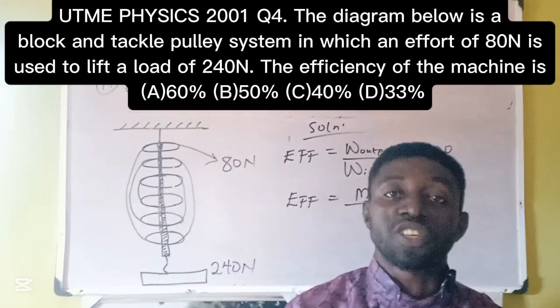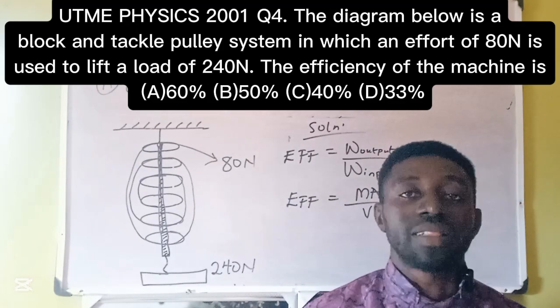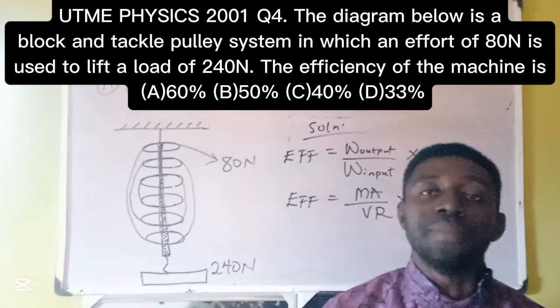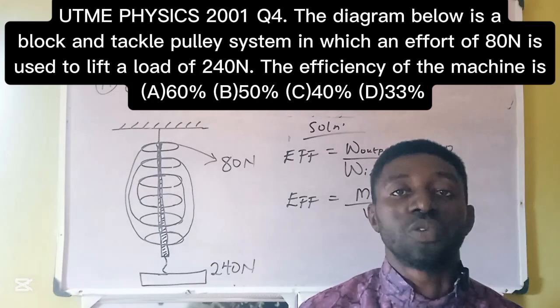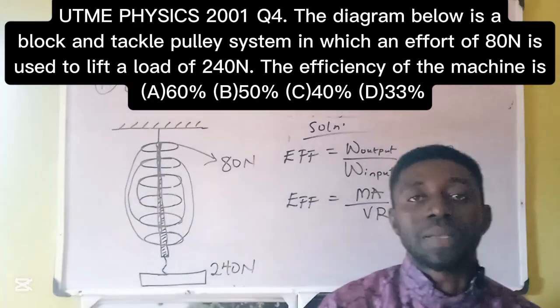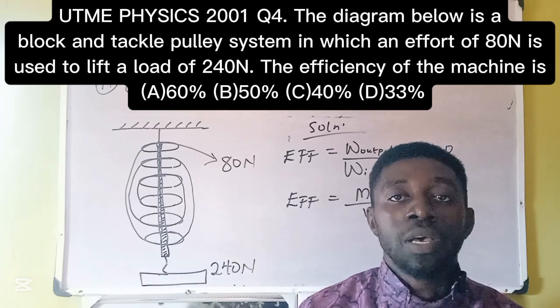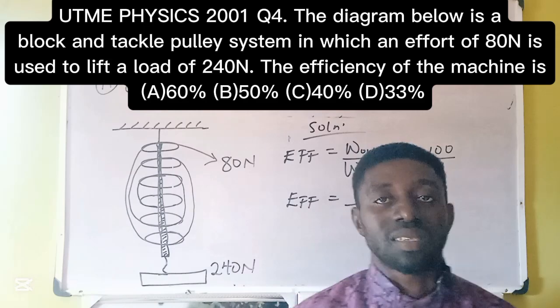For something to be called a machine, it must have an advantage over man. Mechanical advantage. It must be taking advantage of gravity or length. MA, mechanical advantage. Then VR is another concept, velocity ratio. This is another concept in machine that targets to explain what differs machine from labor, what makes machine what it is.